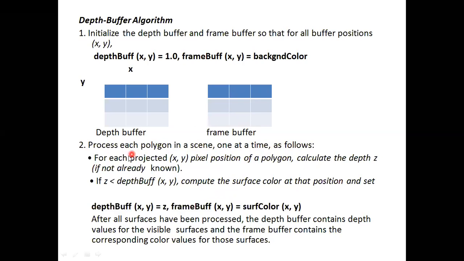Now come to this. For each projected XY pixel position on the polygon, we calculate the depth Z, if not already known. If the Z is less than the depth buffer, we will compute the surface color at that position and set the depth buffer of XY equal to Z, and the frame buffer of XY equal to the surface color of XY.